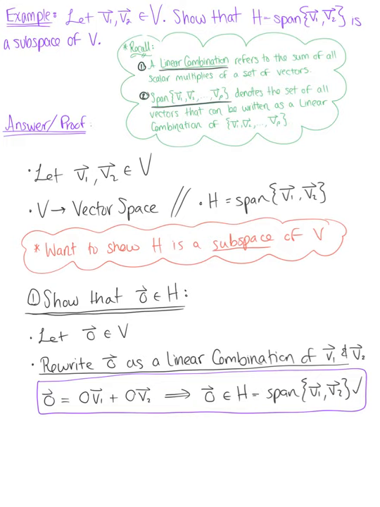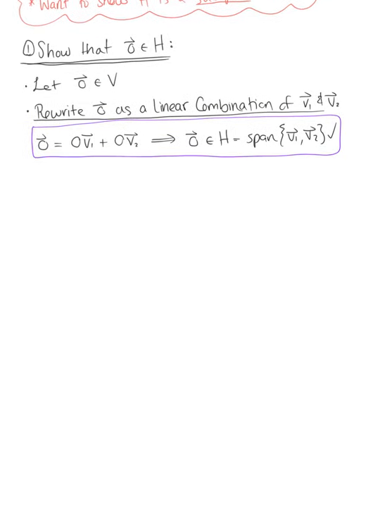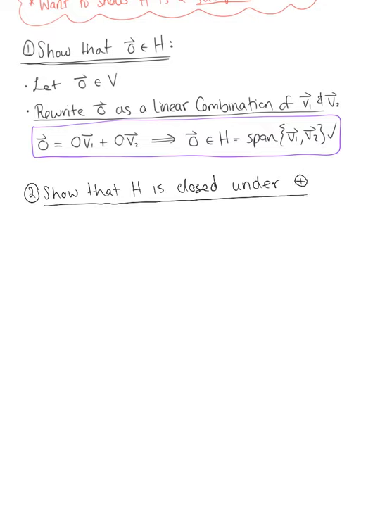And we now want to go ahead and show that this is also closed under addition. So we want to show that H is closed under addition. So just to recall what it is we're trying to show here, we want to show that for all vectors u and v in H, the sum of these two vectors, vector u plus vector v, is also in H.